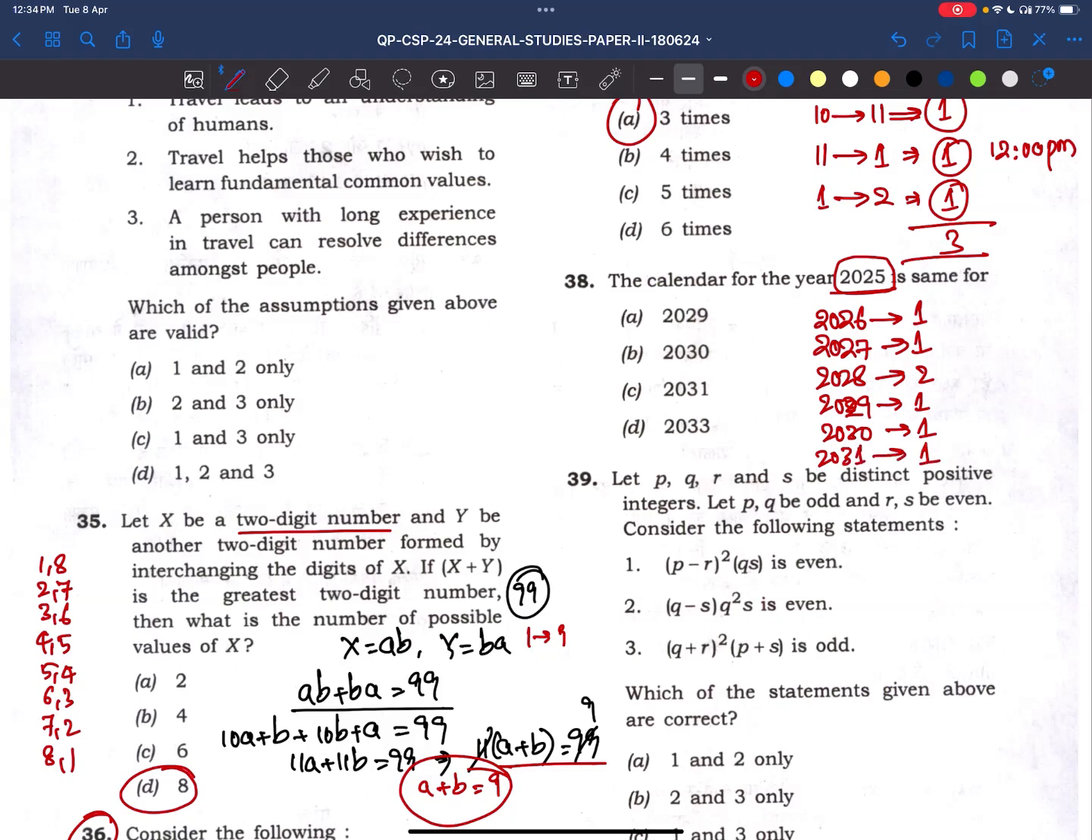2031, so 1 odd day. Now let's add: 1 plus 1 is 2, 2 plus 2 is 4, 4 plus 1 is 5... the total reaches 7 at the year 2031. Since I have excluded 2025 in the calculation, this will be the answer: 2031, where the number of odd days reaches 7. So the answer is C. If you include 2025, take the next year. You will calculate up to 2030, and up to 2030 you will get 7 odd days, so the next year will be the answer. Without confusion, I have excluded 2025.